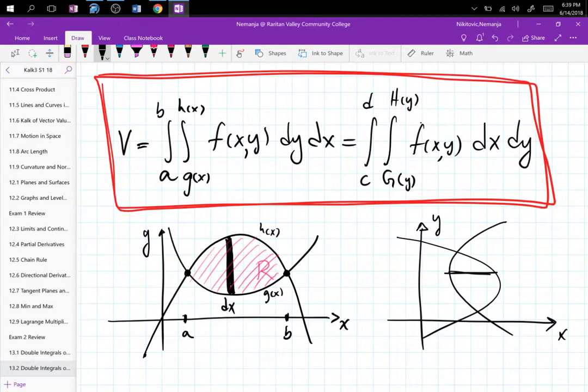So the appropriate rectangle for this one is going to be this horizontal one. Does that mean dy? That means dy. Perfect. That is the case here. So I have my region R, right?